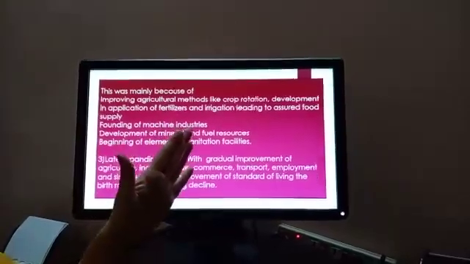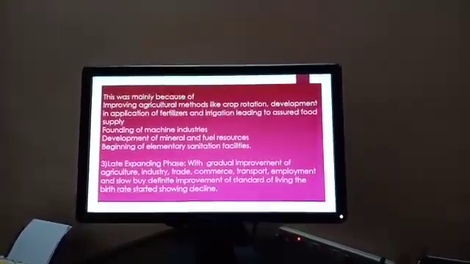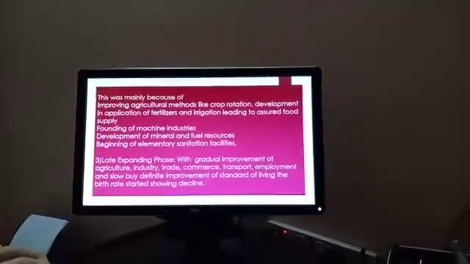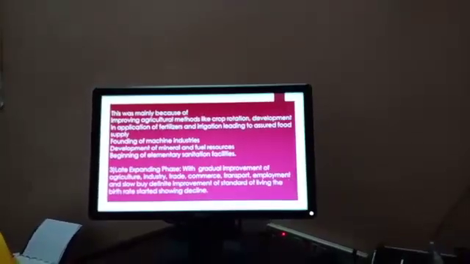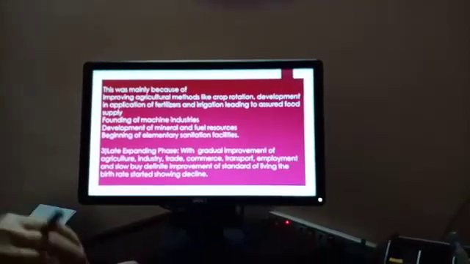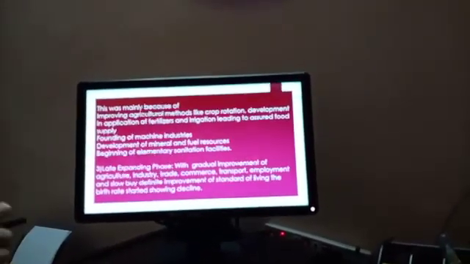Founding of machine industries, the setting up of industries, gave people employment, helped people to earn better, helped people to live a better living than in the previous stage. So all these factors contributed to the birth rate remaining high, but the death rate coming down.